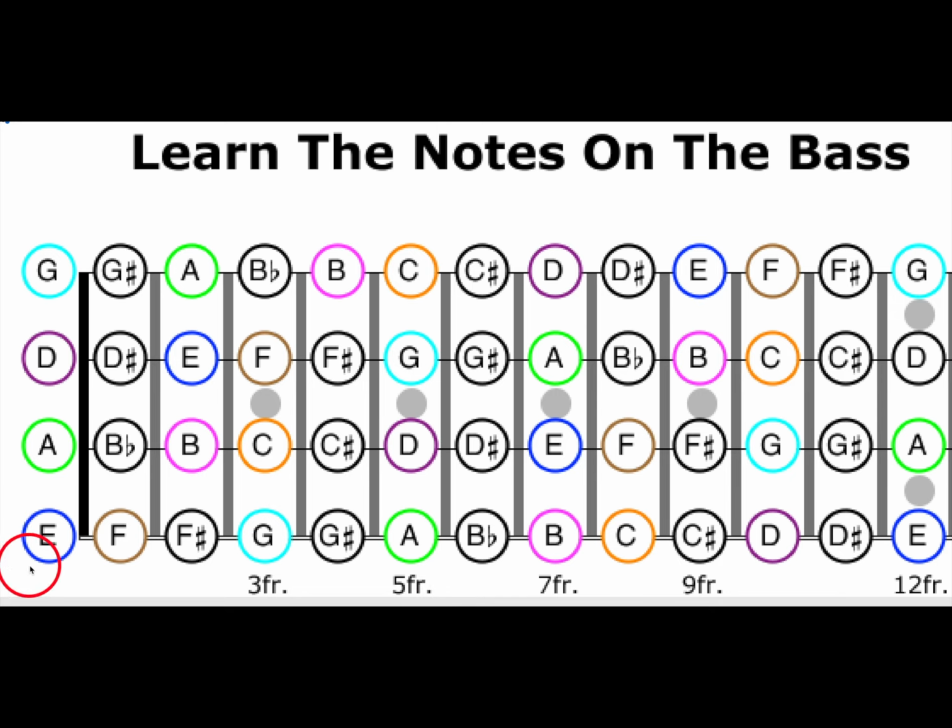Now, something I want to talk about is chromatic notes. Notice this F sharp. What does sharp mean? Sharp means higher. It's higher than F, isn't it? That's why it's called F sharp. But you know what? It's lower than G.